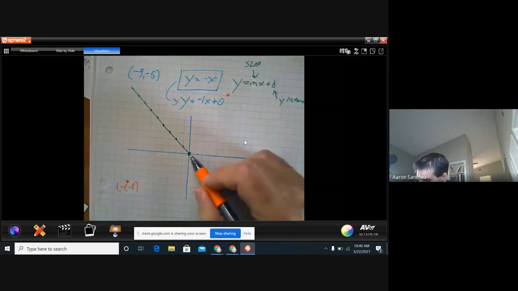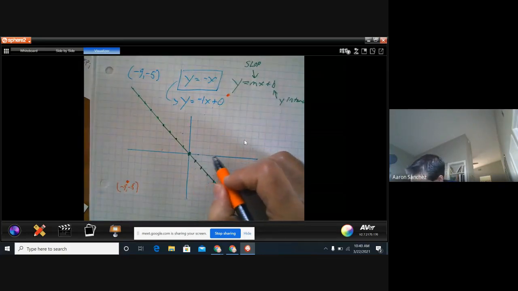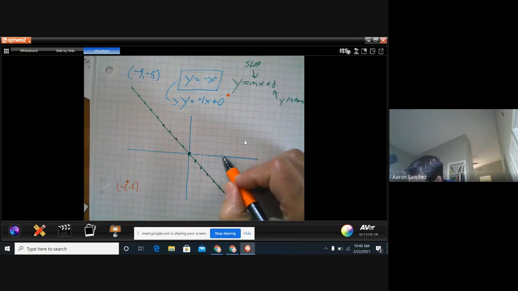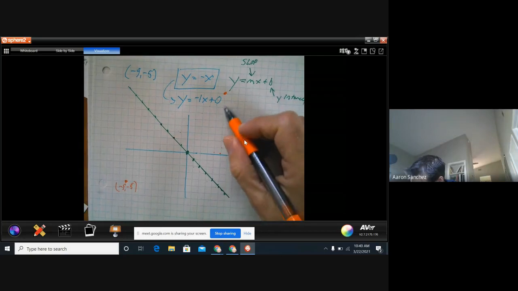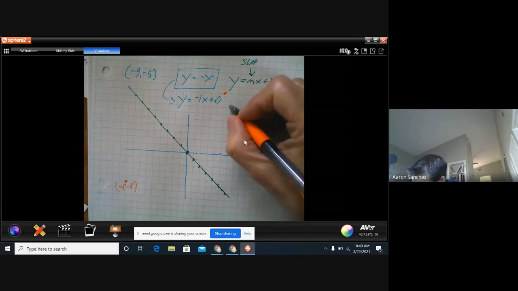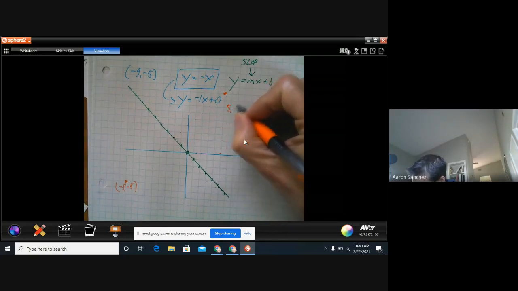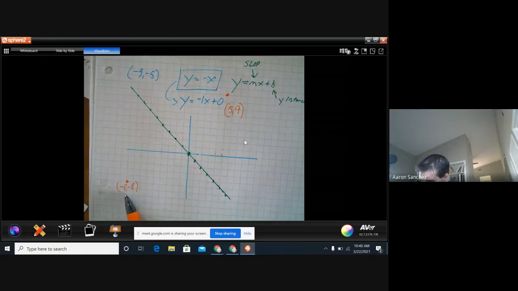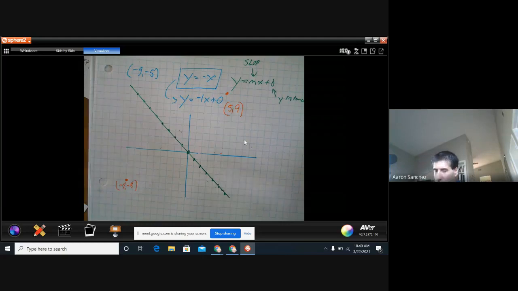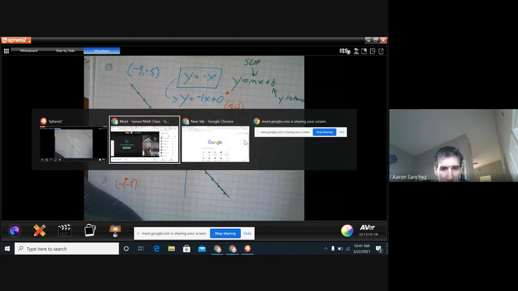So we count how many over? 1, 2, 3, 4, 5. 5 over. And how many up? 1, 2, 3, 4, 5, 6, 7, 8, 9. So it's 5, 9. And do we see a pattern here? When we flip it across y equals negative x, instead of negative 9, negative 5, it's 5, 9. So let's write that down.